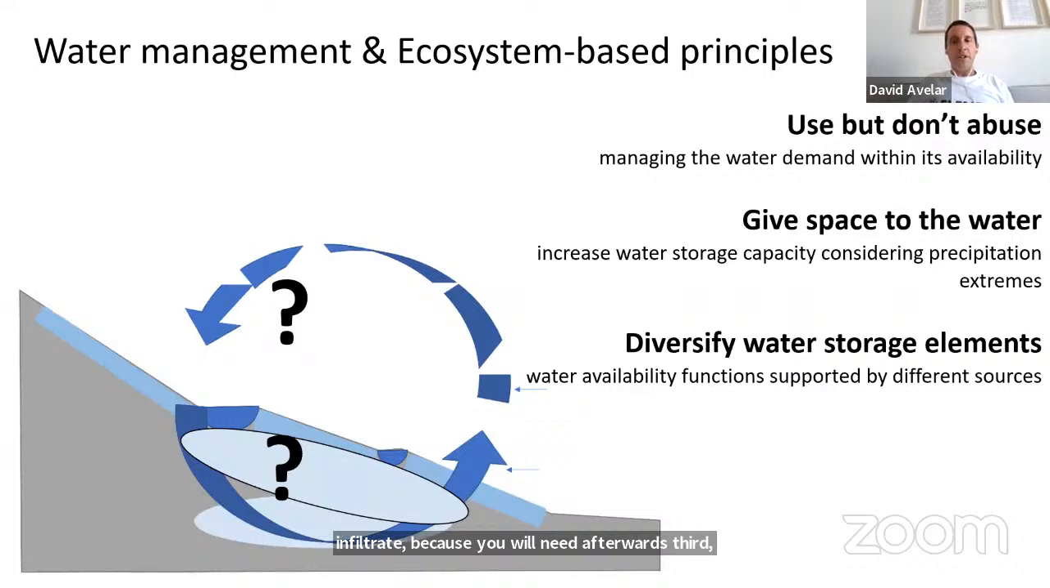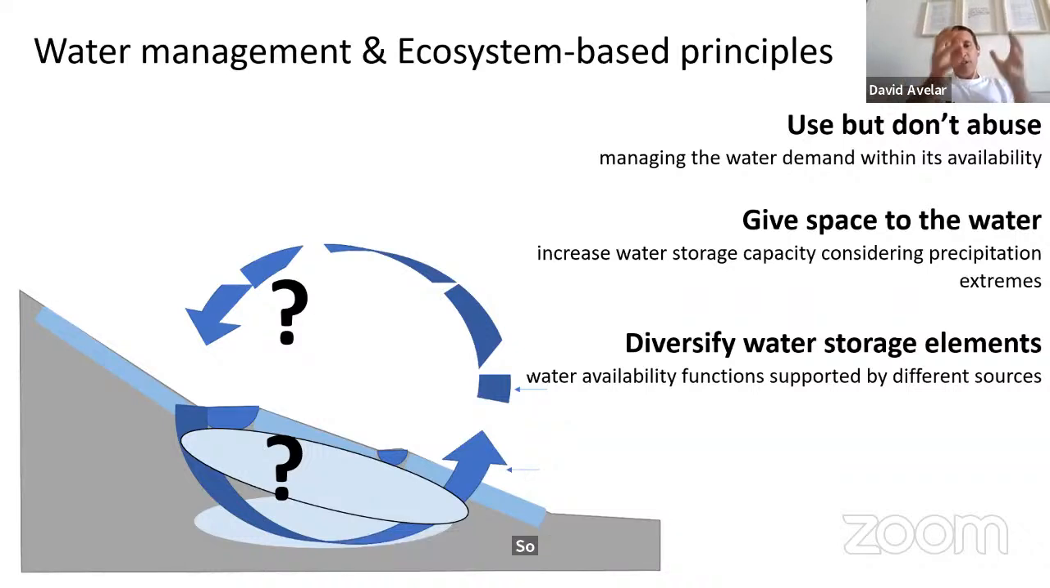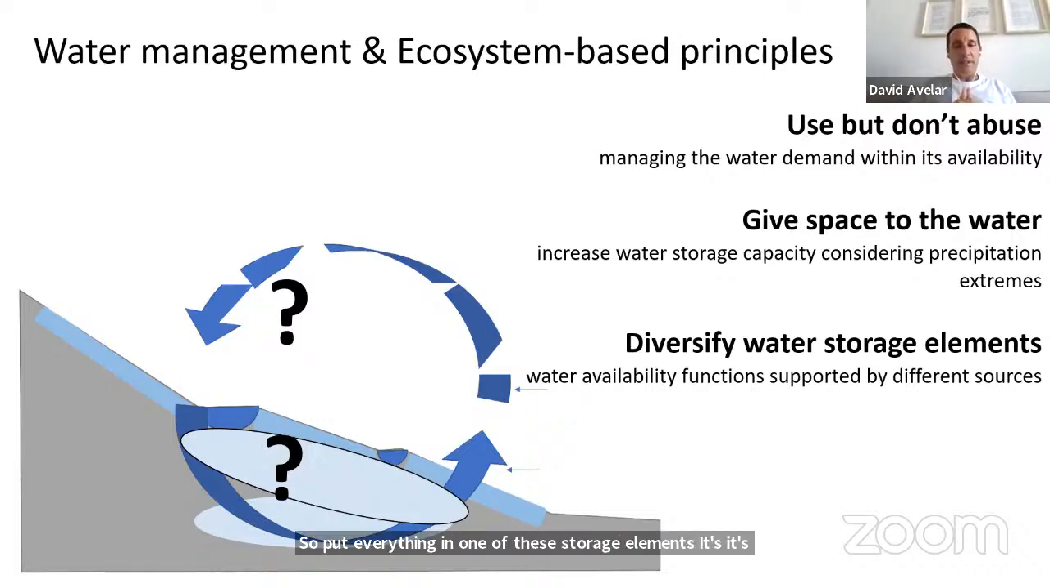Third, diversify water storage elements. Water availability should be supported by different sources. We know that water is crucial for those that are doing agriculture or cattle management, etc. So putting everything in one of these storage elements is kind of risky. It's more intelligent if we try to diversify. So work in soil, like Paula said, dams, ponds, but also in the groundwater.